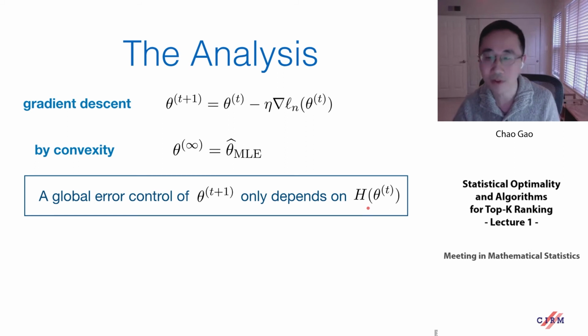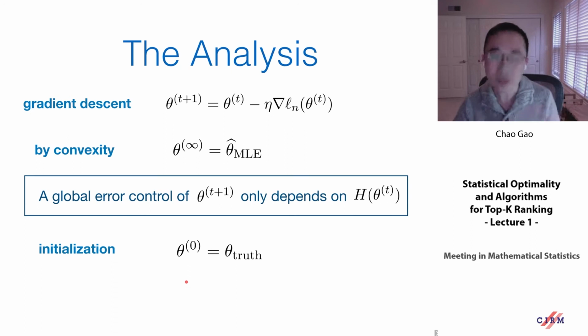So this is very important. This is good news. It comes from a standard analysis of gradient descent. Now we can just initialize the gradient descent sequence at truth, right? Remember, we are not going to use this algorithm in practice. We only use this algorithm in the proof, so we can initialize wherever we want. So initialize the algorithm at truth.